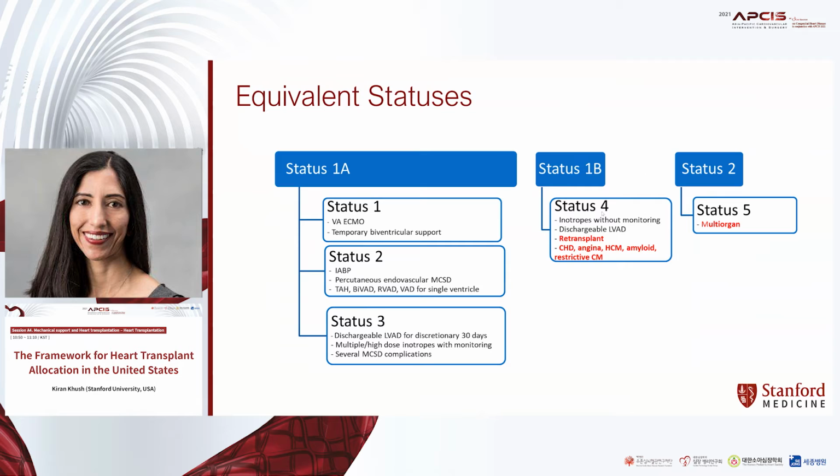The new status 4, which is equivalent to the old status 1B, are patients who are on inotropes without continuous monitoring. They can be at home, patients with dischargeable VADs, and then special patient populations such as retransplants, congenital heart disease, refractory ischemia, hypertrophic cardiomyopathy, amyloid, and restrictive cardiomyopathy. Now, multi-organ transplants now have their own status, which is status 5. And finally, there's also a status 6, which is all remaining patients.